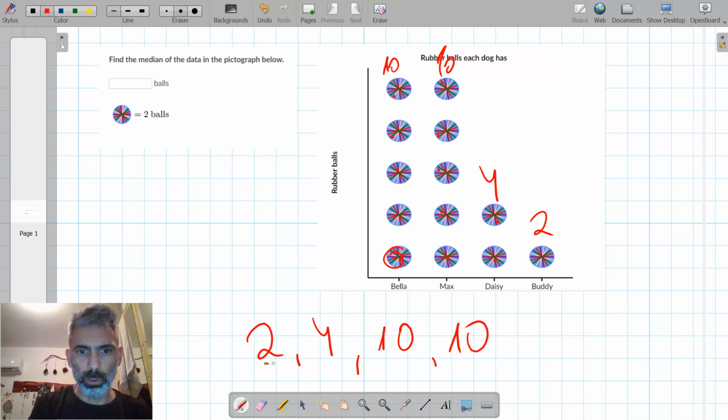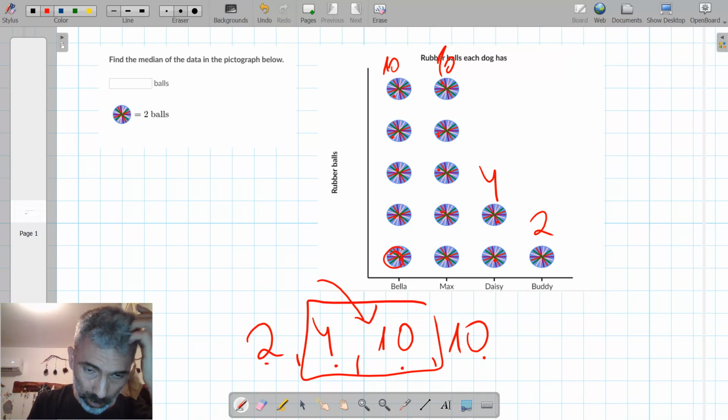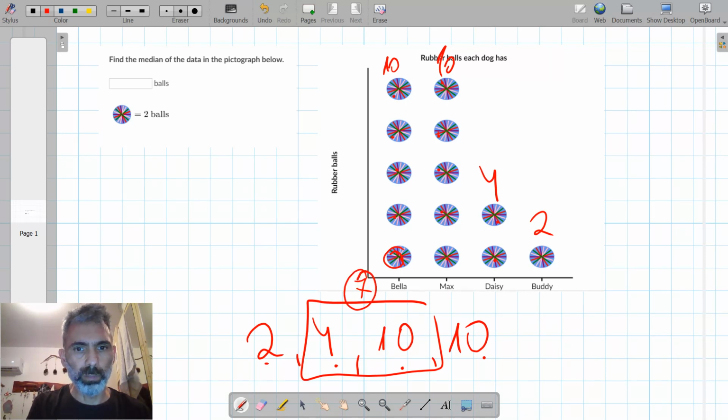So we have 4 data points, and for the median, we need to find the mean of the 2 middle numbers, because we don't have an odd number of data points, we have an even number of data points. So 4 and 10 are the 2 middle numbers. So we have to find the mean of these 2 data points. 4 plus 10 is 14. 14 divided by 2 is 7. So 7 is the median number of balls.